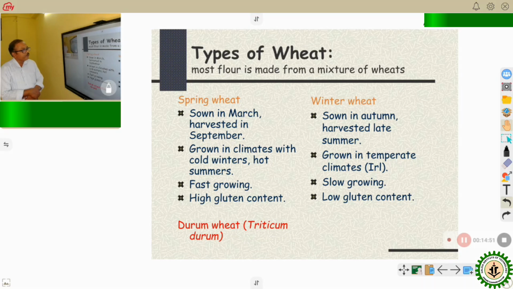Types of wheats. One is spring wheat, very common, and winter wheat. The third one is durum wheat. Durum wheat is actually a very hard variety of wheat, Triticum durum, and it cannot be utilized by the miller to produce wheat flour because the grain size is so big.